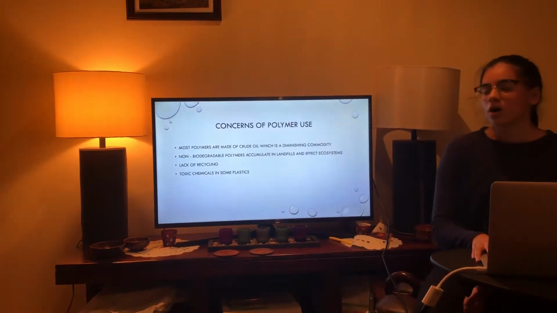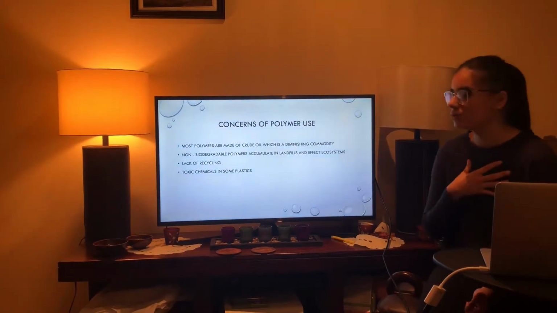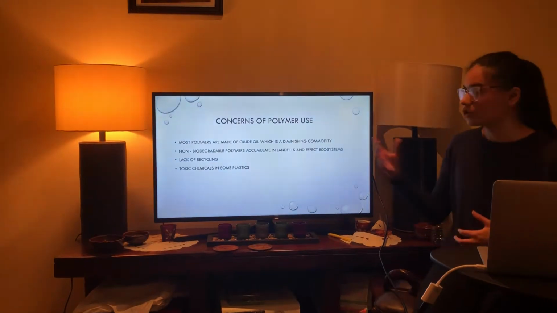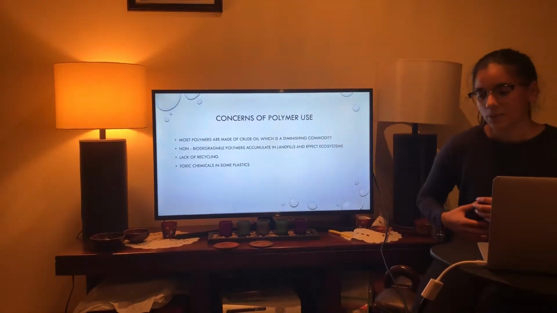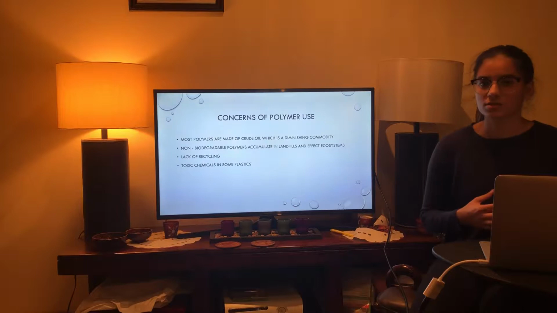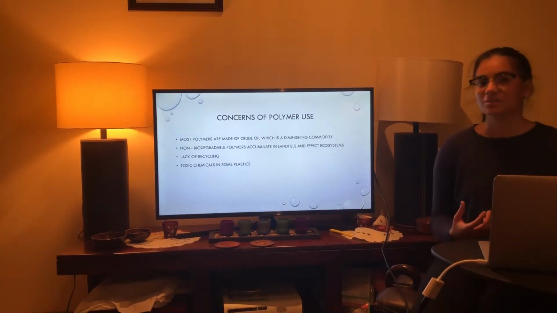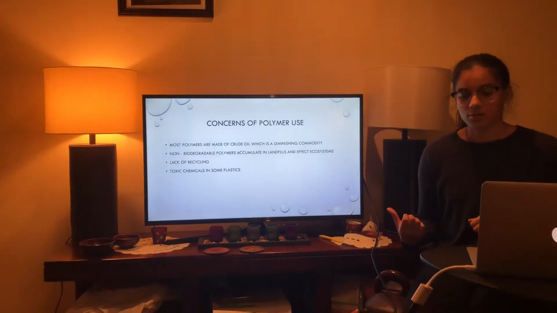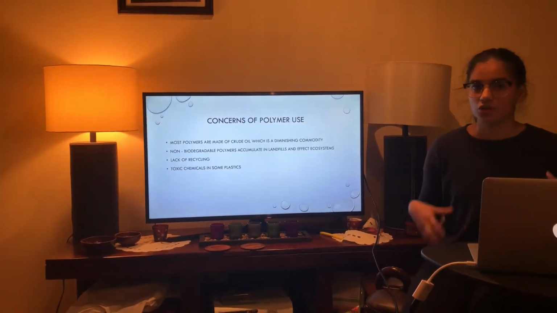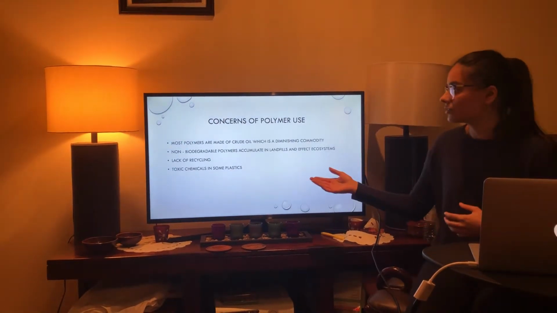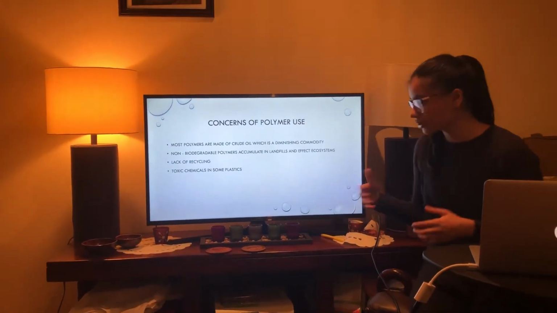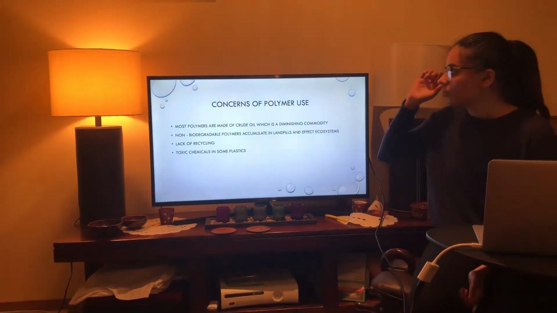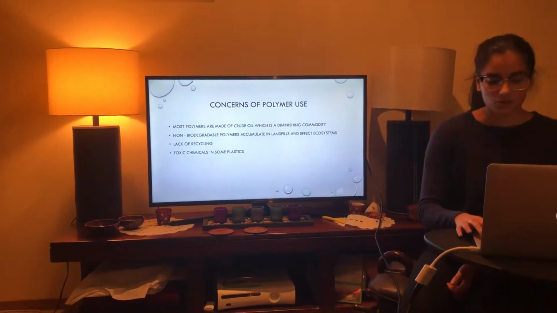There are definitely concerns with polymer use, even though they are very essential to our livelihood and our lifestyle. Most polymers are made with crude oil, which at the time polymers were formed was a very sustainable commodity, but today it's diminishing and it's not as eco-friendly either. You can have non-biodegradable polymers, which don't decompose in the environment and accumulate a lot in landfills, and people aren't recycling any of these polymers either. So they're accumulating in landfills and infiltrating the ecosystems as well. There are also a lot of toxic chemicals in some plastics.